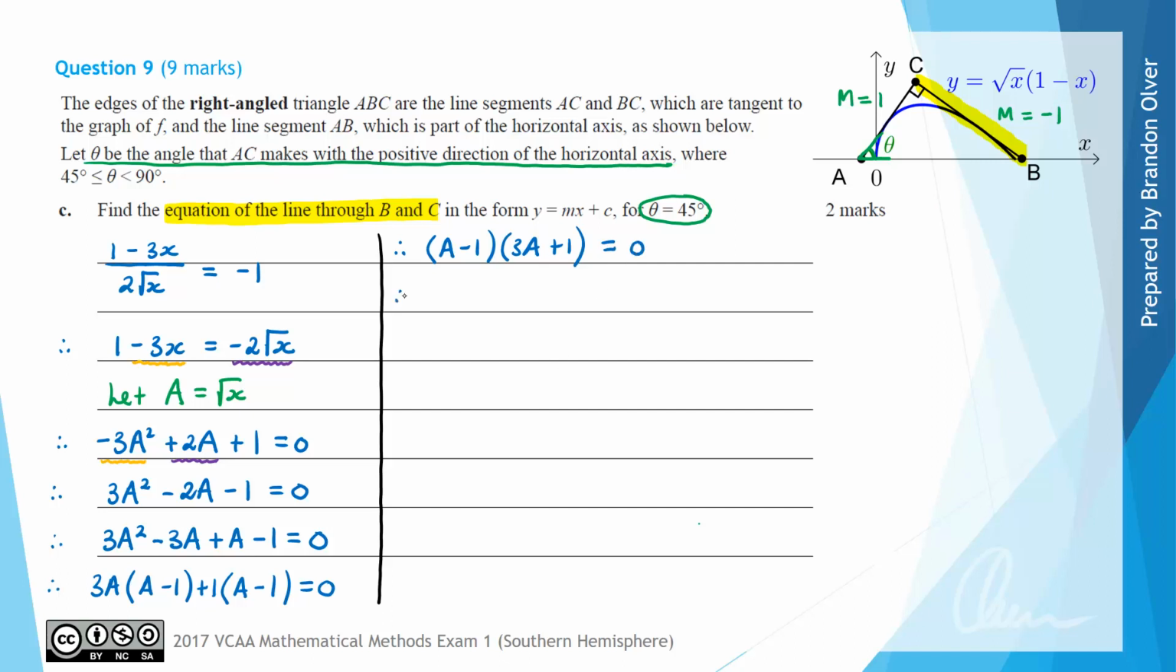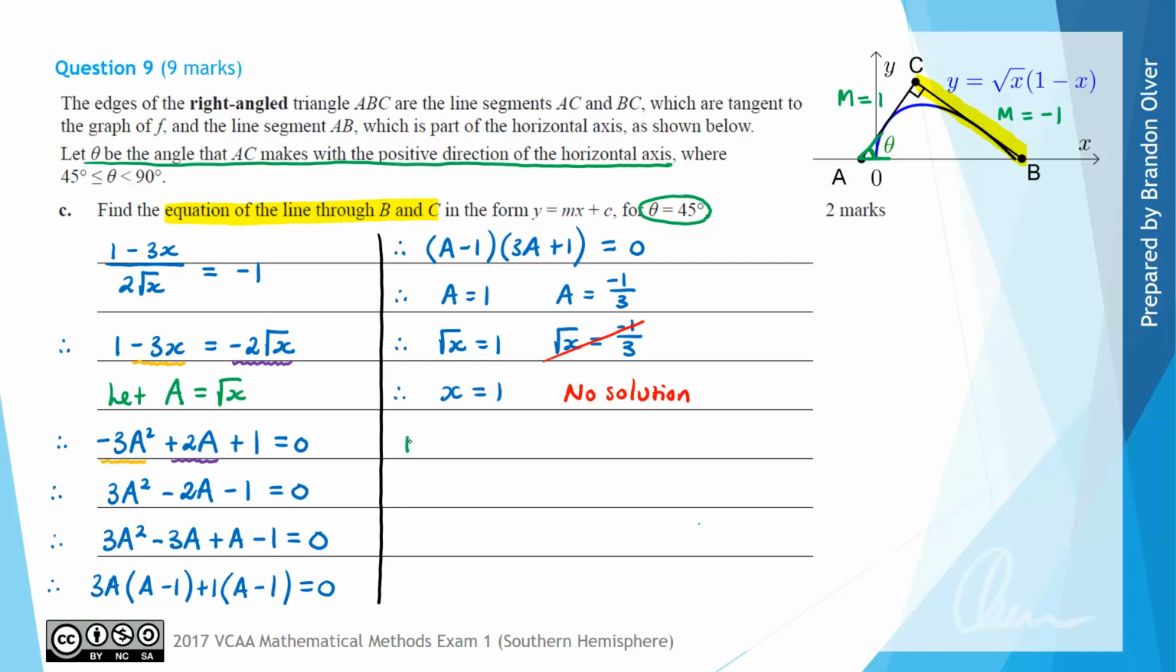And the null factor law tells us that a could equal 1, or a could equal -1/3. But we know that a was simply the square root of x, so we have the square root of x could equal 1, or the square root of x could equal -1/3. Now there's no solution to the square root of x equals -1/3, but we do know that the square root of 1 is 1, so that means that x is 1.